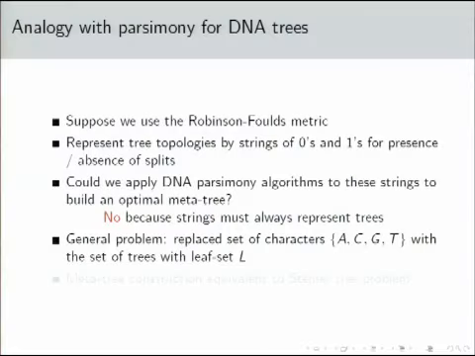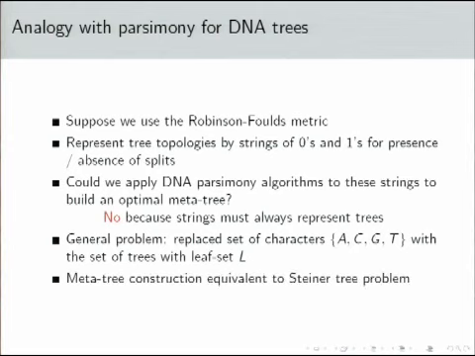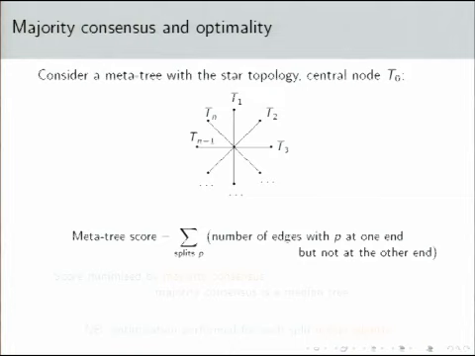And the general computational problem here is that we've replaced this set of characters of the DNA letters with the set of tree topologies with leaf set L, which is a huge space. So computationally, this is an awful problem. It looks like metatree construction may take longer than actually constructing your trees in the first place, which is ridiculous, because this is supposed to help us. So what can we do?